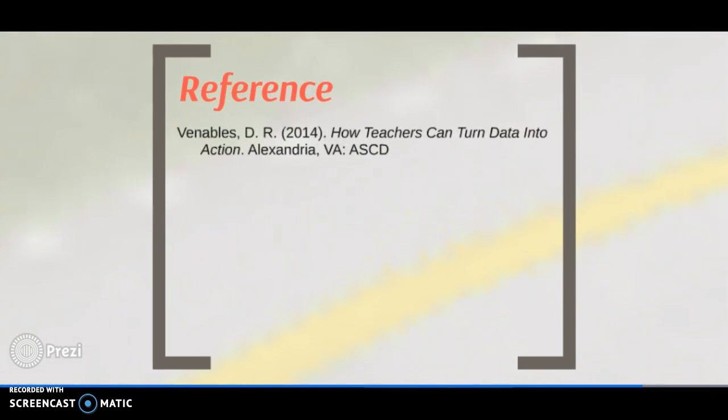The data action model was created by Daniel Venables. I used his book, How Teachers Can Turn Data into Action, as a resource to explain the data action process.